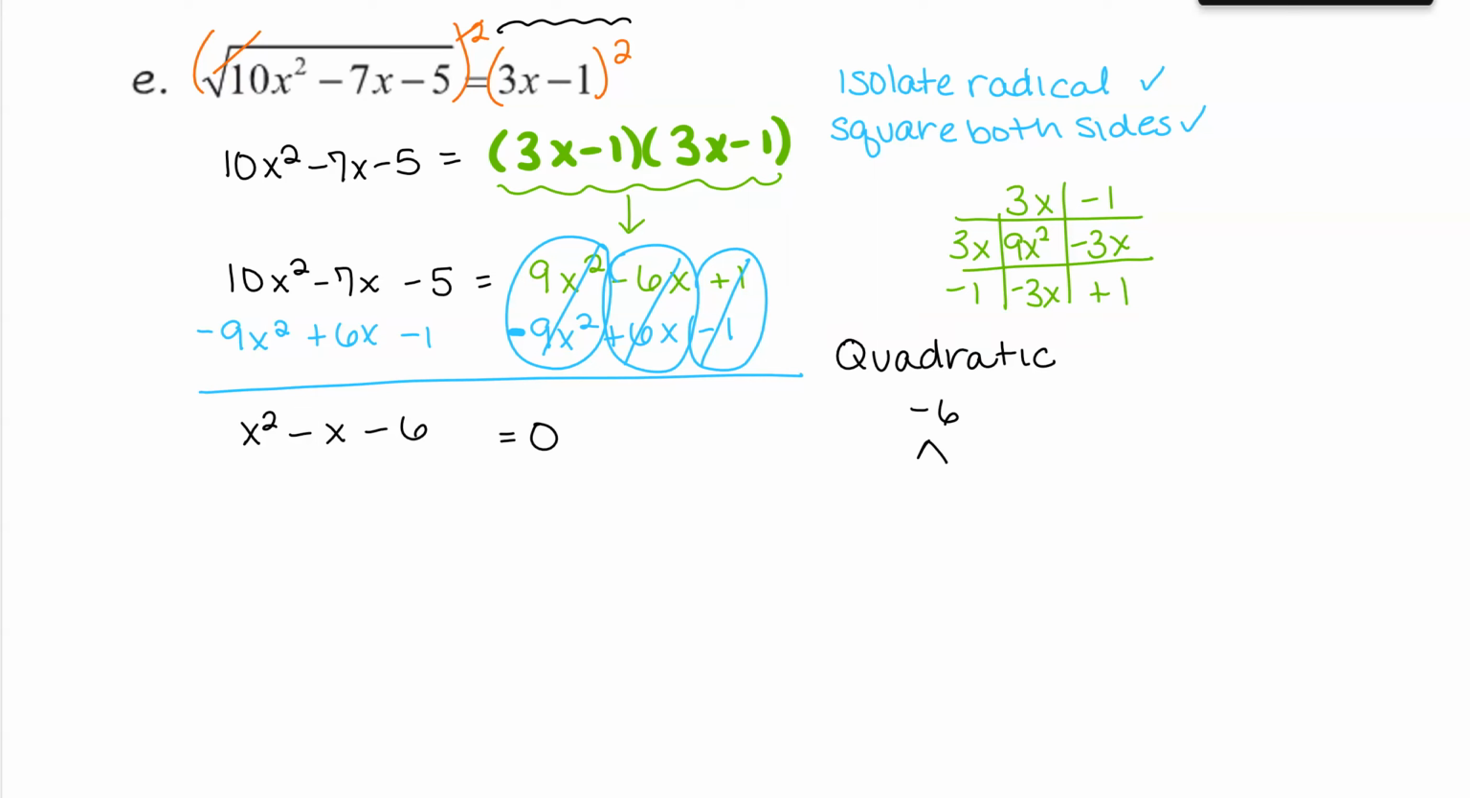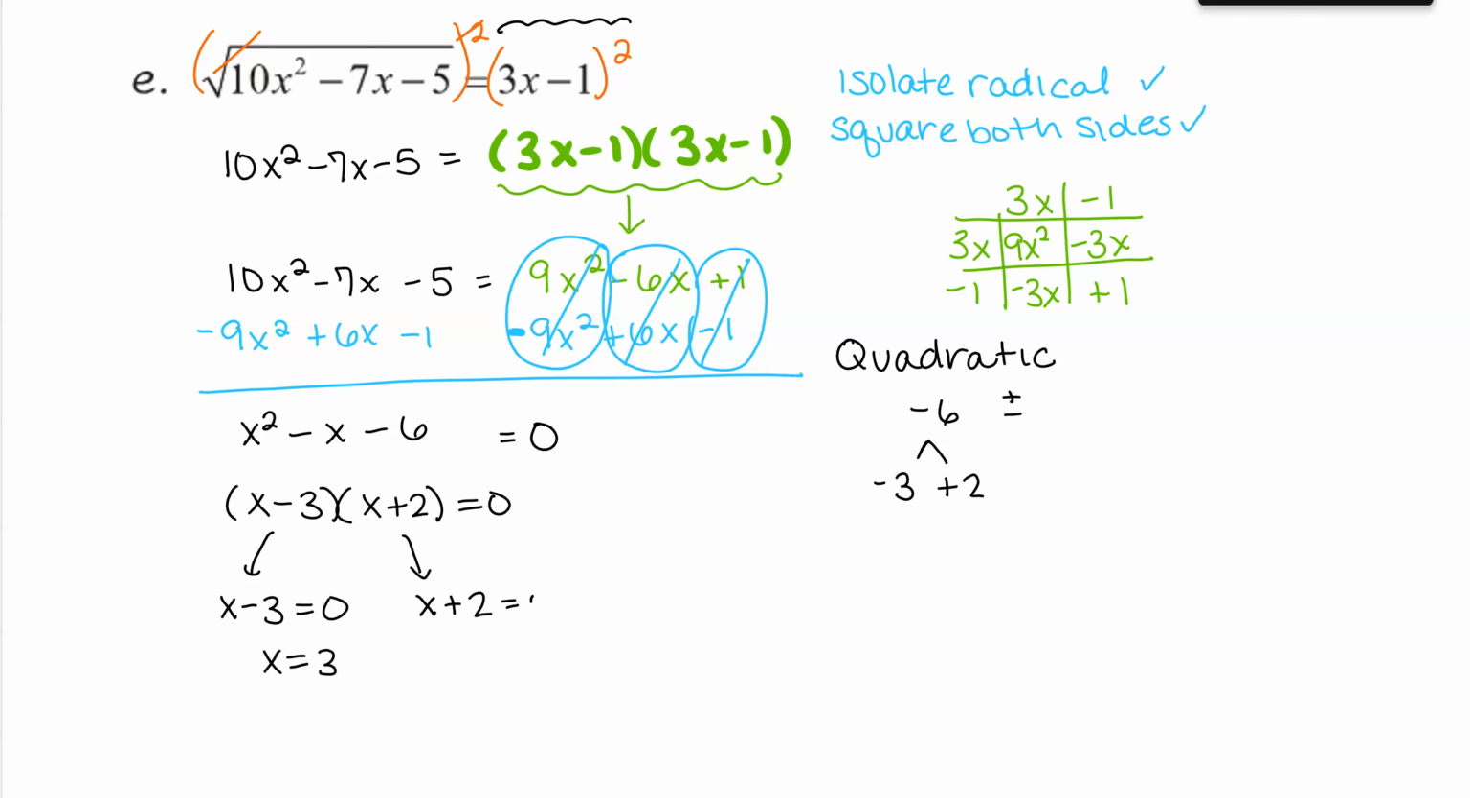So negative 6, I need a plus minus combo that adds up to negative 1. So I need to do negative 3 plus 2. And since this is that trick factoring, we can just double bubble right away. x minus 3 times x plus 2 equals 0. And then set each bubble equal to 0. So x minus 3 equals 0, meaning x equals 3. And then x plus 2 equals 0, so x equals negative 2.